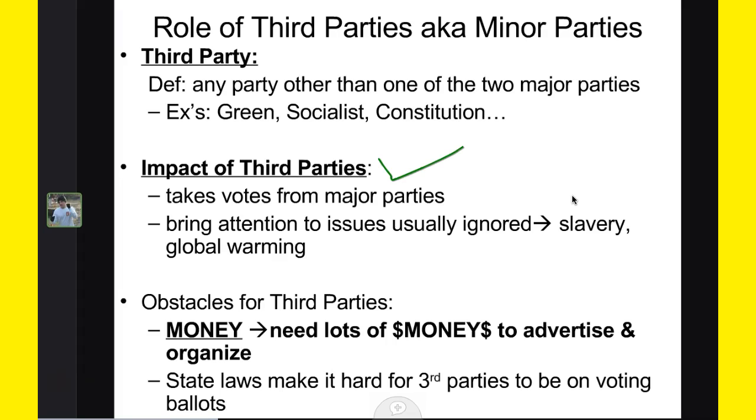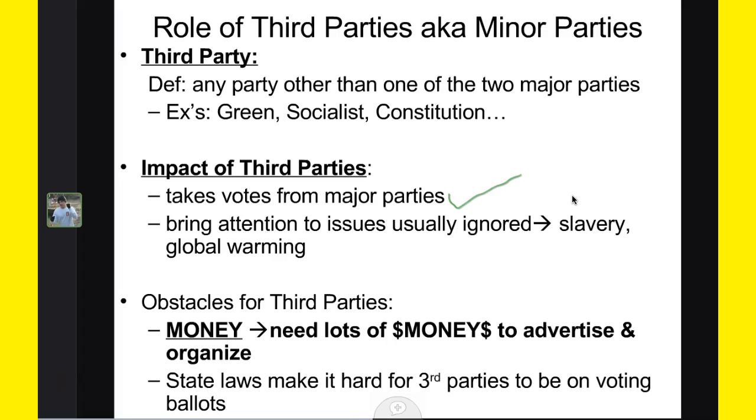Third parties do play a very important role in our political system. They might not always win elections, but they can take votes away from the major parties. In 2000, some people think that Al Gore would have become the president if more people would have voted for him instead of the more liberal candidate, Ralph Nader, who ran from the Green Party. This is controversial, especially if you're a supporter of the Green Party, but many Democrats think that Al Gore would have won if there was not a third-party candidate.